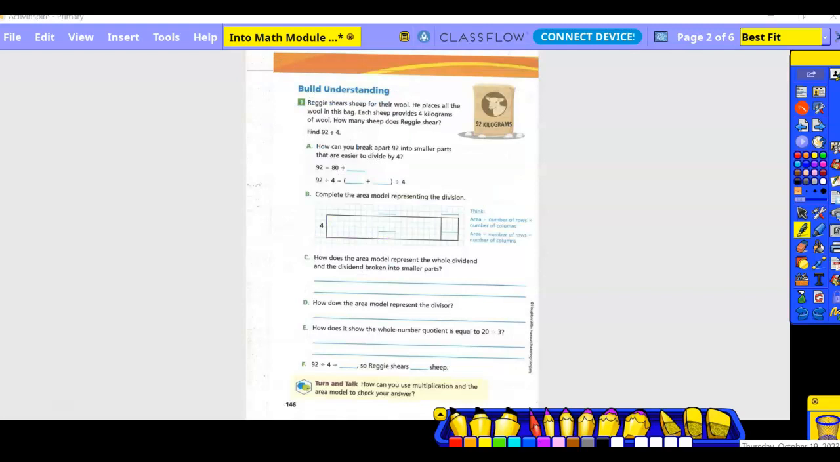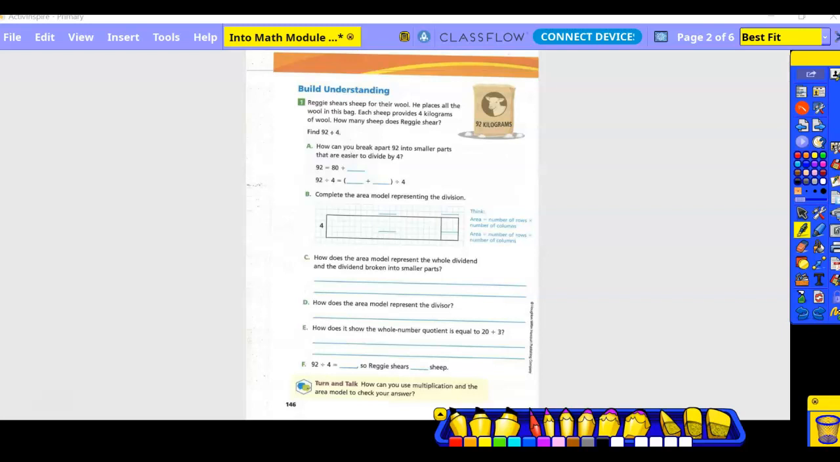Build understanding number 1. Reggie shears sheep for their wool. He places all the wool in this bag. Each sheep provides 4 kilograms of wool. How many sheep does Reggie shear? How can you break apart 92 into smaller parts that are easier to divide by 4?